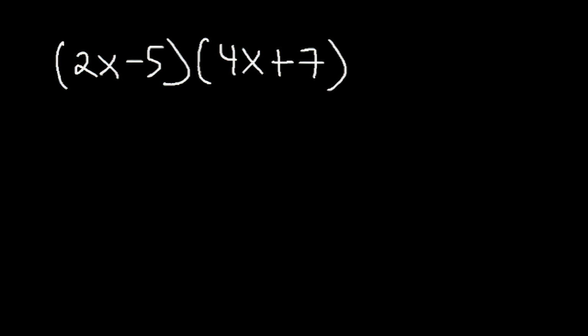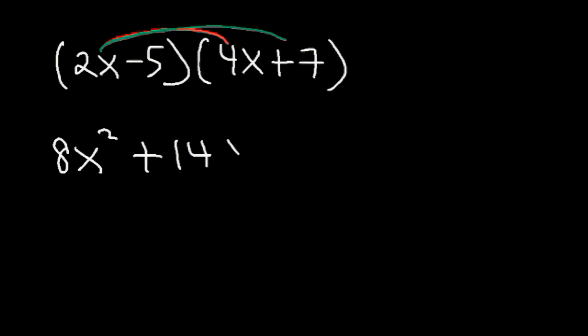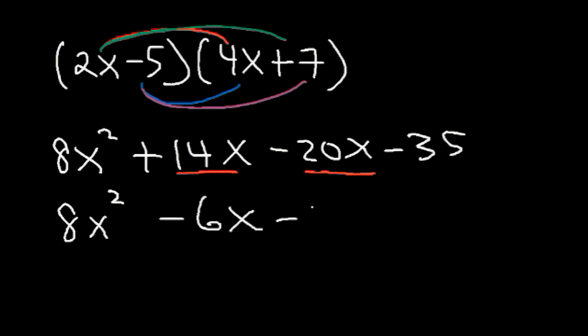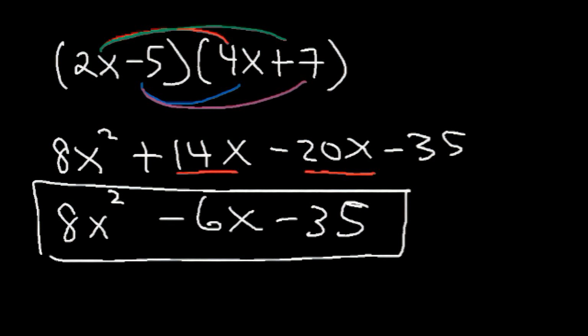Try this example: 2x minus 5 and 4x plus 7. Go ahead and FOIL this expression. So 2x times 4x, that's 8x squared, and 2x times 7 is 14x. Negative 5 times 4x is negative 20x, and negative 5 times 7 is negative 35. So let's add like terms. 14x minus 20x is negative 6x. So this is the final answer to this particular problem.